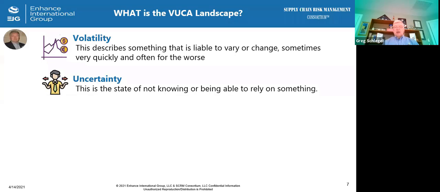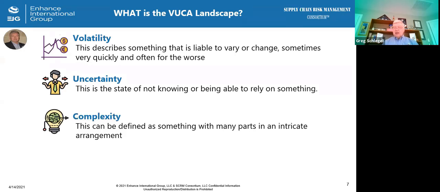Next, uncertainty. This is the state of not knowing or being able to rely on something. And this essentially conjures up all the demand shocks, all the supply shocks in our operations, in our supply chains, again, from government mandates and on and on.